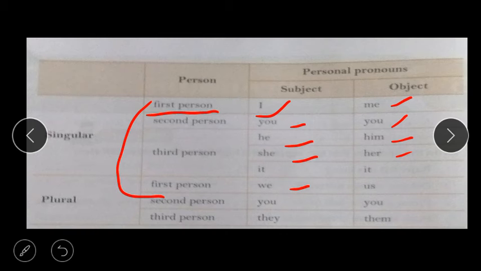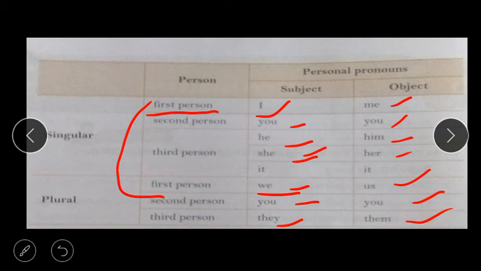If many children are playing with you, you will say we are playing. Then second person, you always remain as you. Third person, she is doing her work. All the girls are doing their work, so we say that they are doing their works. And the object forms of these are we, us, you, they, them.